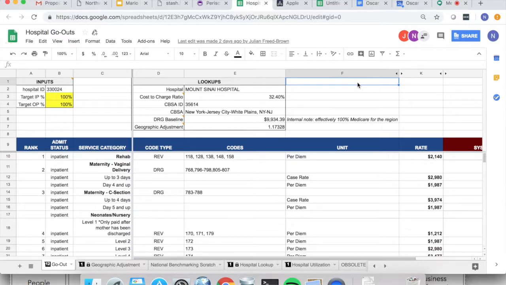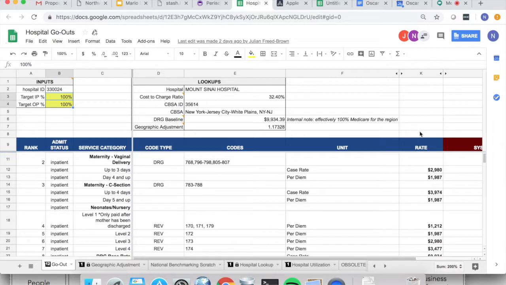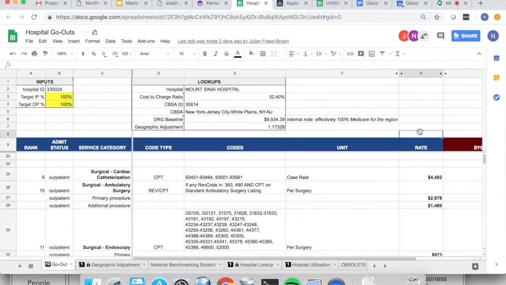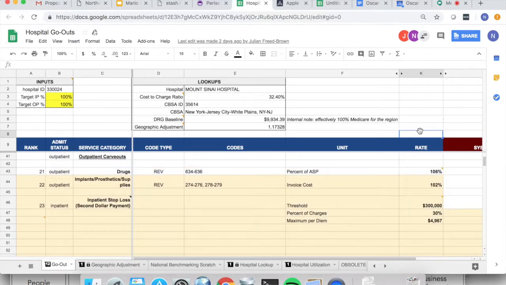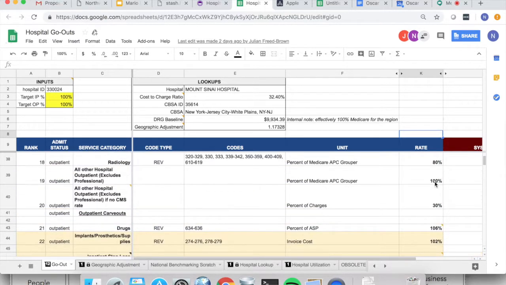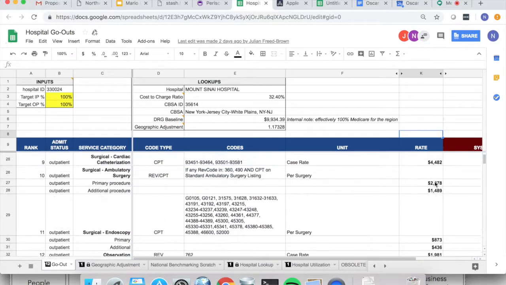So we've built a tool that's called our Go Out Generator. What it does is you just put in your target inpatient percentage, your target outpatient percentage, and which hospital you're talking to. And it'll say, this is Mount Sinai, and if I'm targeting these things, then it'll output all of the rates that we are interested in. Then this will go out with all the individual things that we want. The stop loss, you can see all these different carve-outs, percent charges, and so on.